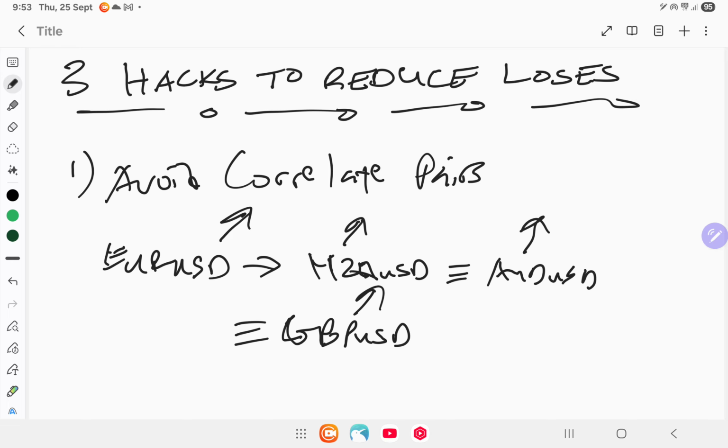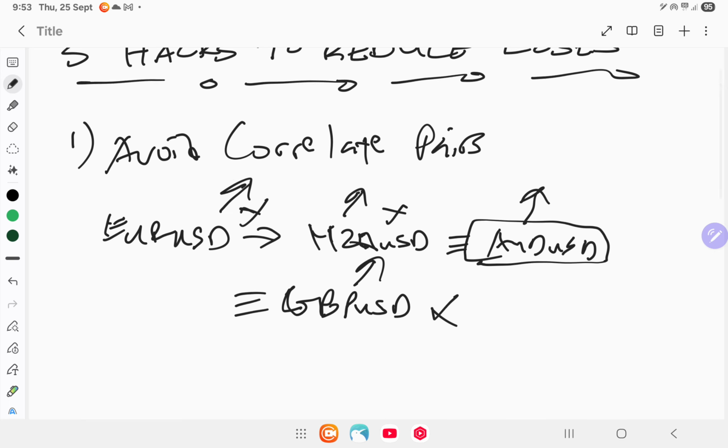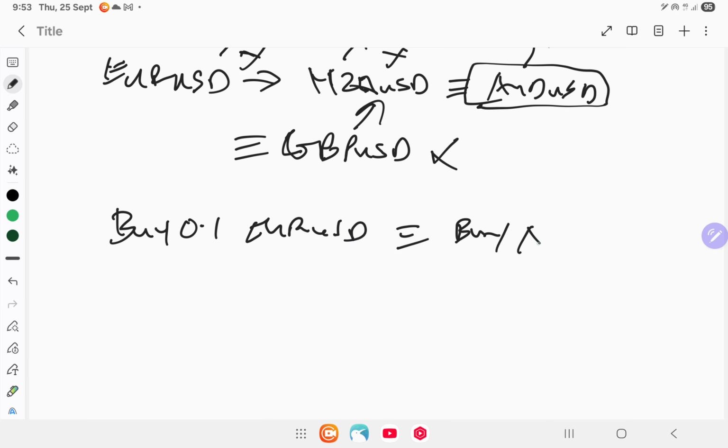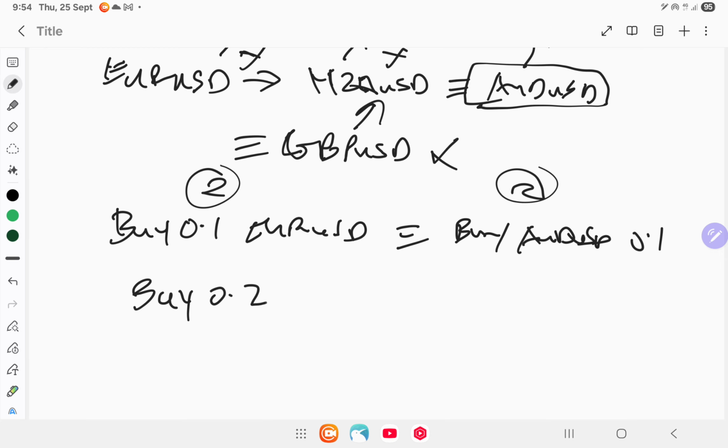Now, how this helps you to reduce losses is, for instance, if you take a trade on AUD USD, avoid any other trade on any other correlated currency pair, because you're simply doubling your risk. If you take a trade on Euro USD, for instance, you enter buy 0.1 Euro USD, and then you enter a buy also on AUD USD 0.1. This is simply double risk, because you could just as well enter buy 0.2 on Euro USD and totally avoid AUD USD. Okay, because you're just doubling your risk.